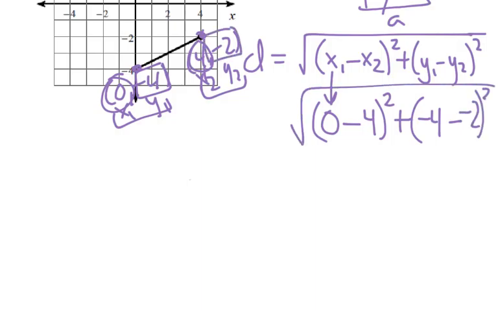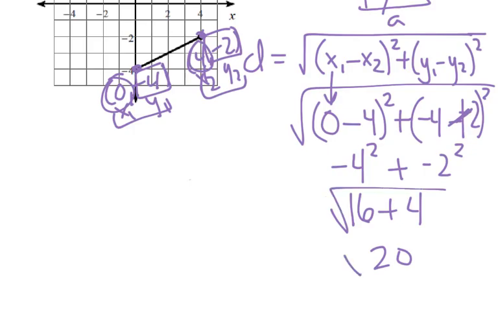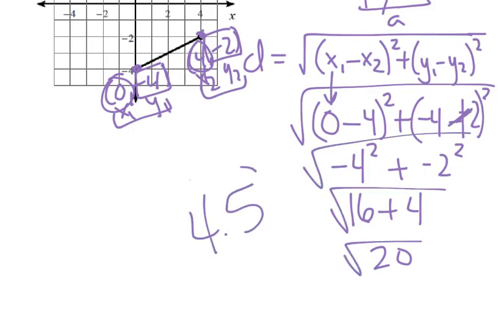Square that, take the square root of that. So 0 minus 4 is negative 4 squared. Negative 4 minus negative 2 is really like plus: negative 4 plus 2 is negative 2 squared. Negative 4 squared is positive 16. Negative 2 squared is positive 4, giving us that same thing, square root of 20, which we got was 4.5 when we rounded. So two different approaches you can take.